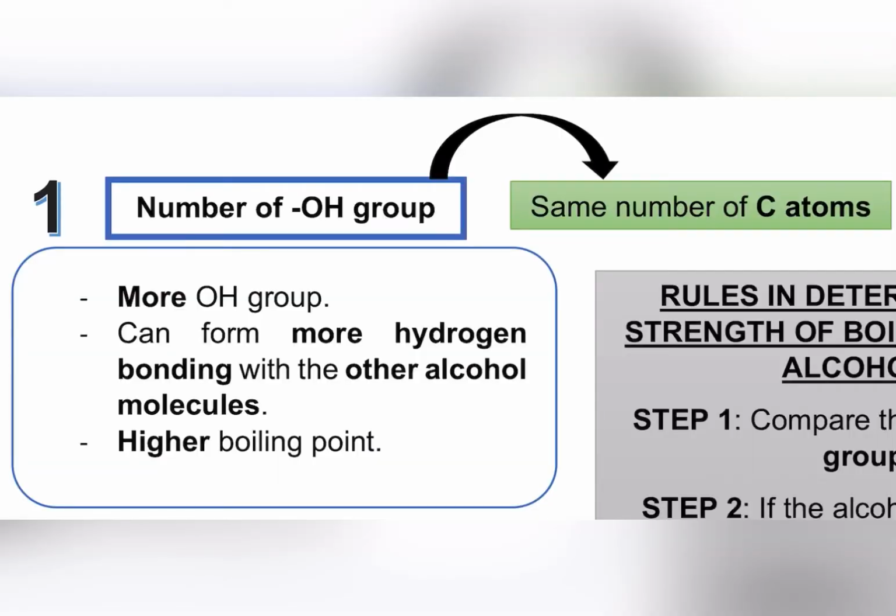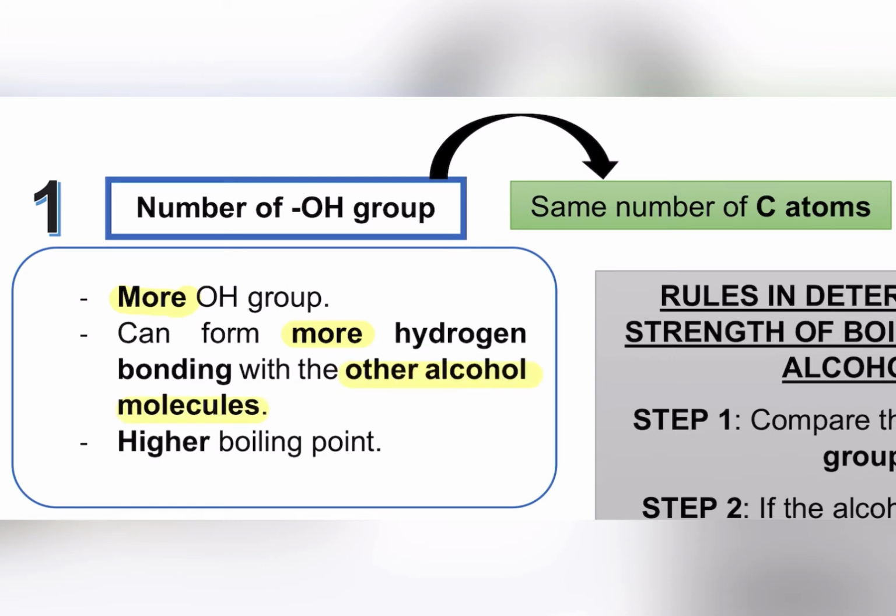When you have more OH groups in your structure, it means that the structure can form more hydrogen bonding with other alcohol molecules. I emphasize the word more here, and please remember when you explain boiling point, it means between one alcohol and another same alcohol. If you talk about solubility, it is between one alcohol and water molecules. So that is the difference. Here, we are focusing on alcohol with another alcohol.